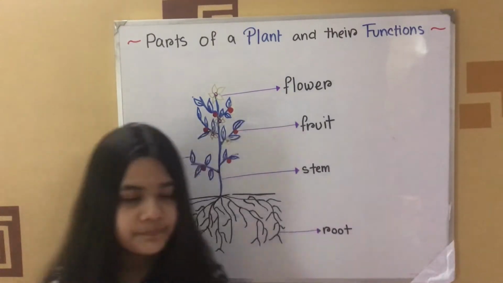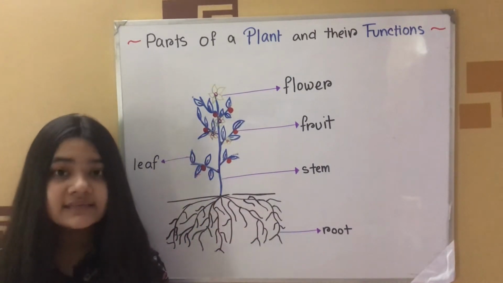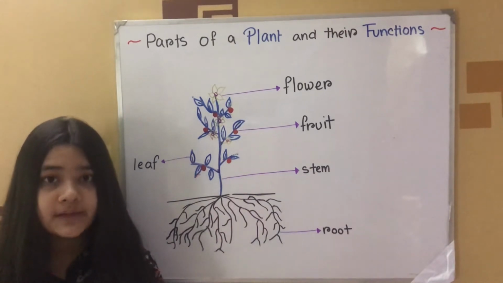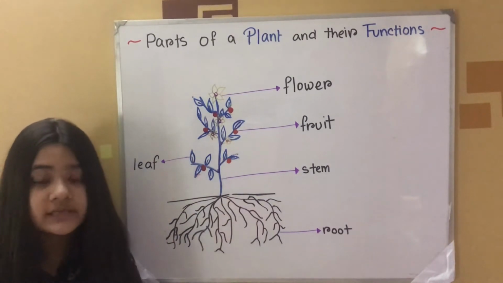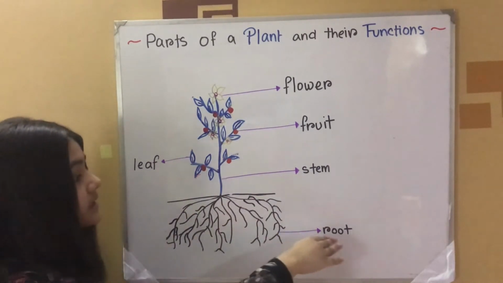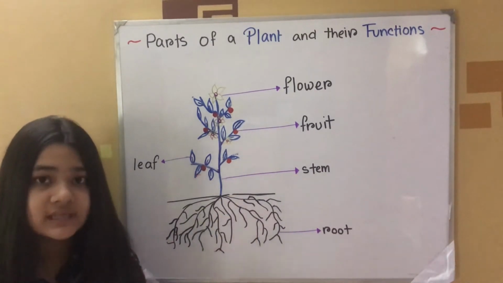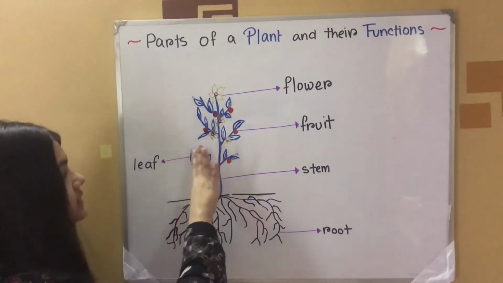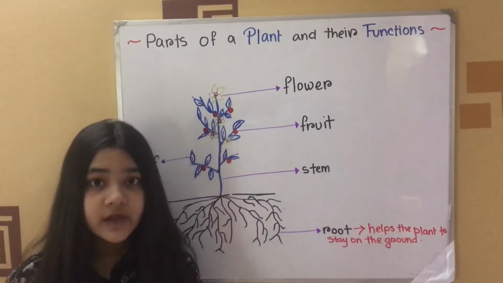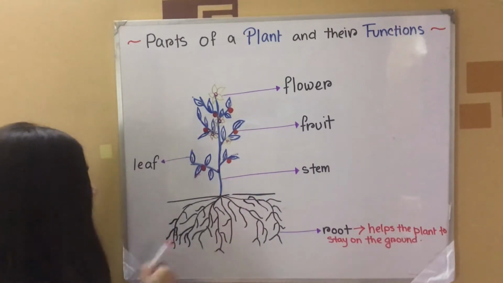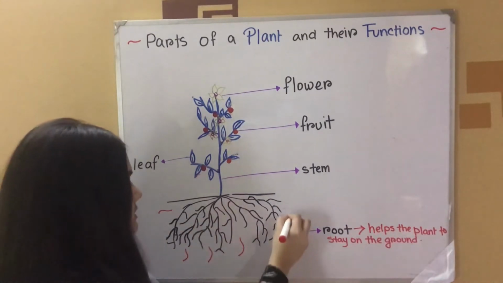Let's start with the root. When we look at a plant, we don't normally see the root. This is because usually in plants, the roots are hidden under the ground. Not always, but usually plants' roots are hidden under the ground and it helps the plant to stay on the ground so that the plant doesn't move away. And another thing that the root does is very important, that it collects water and nutrients from the ground.